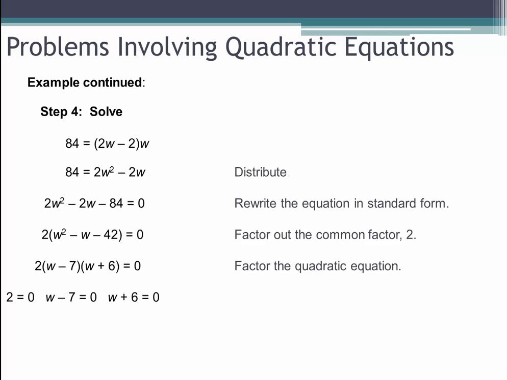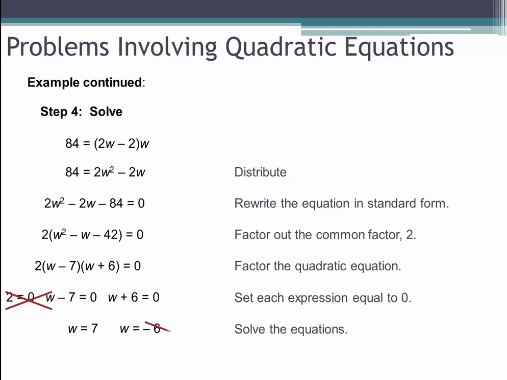Now we use our zero product rule. Using the zero product rule gives us that w equals 7 or w equals negative 6. Since we're talking about a distance or a dimension, you cannot have a negative distance. So we kick out the negative 6, leaving our width to be 7.